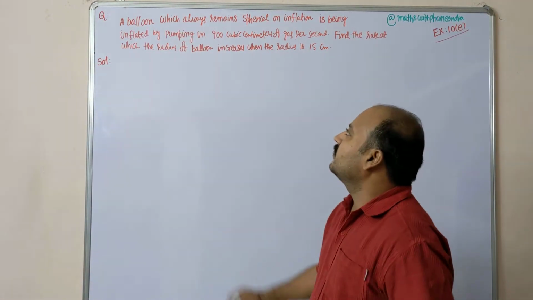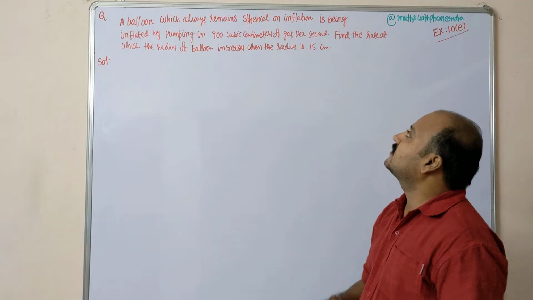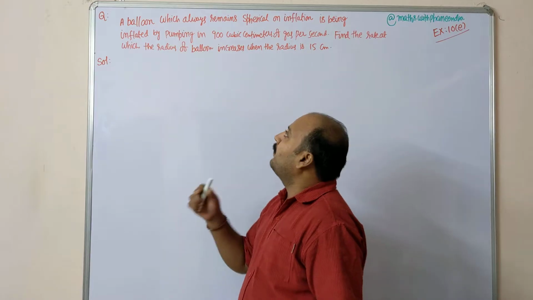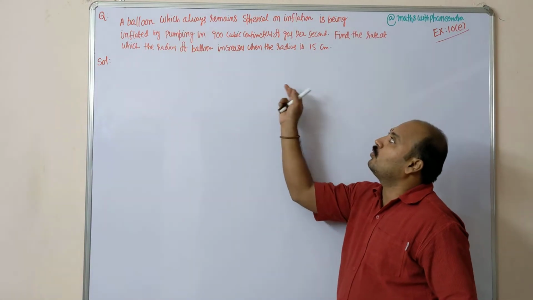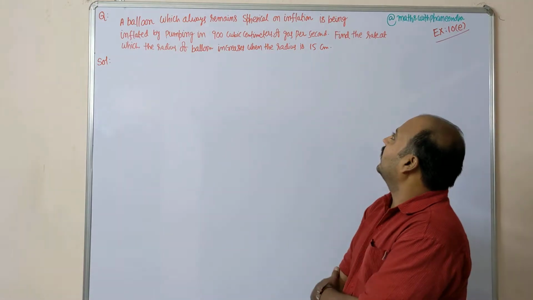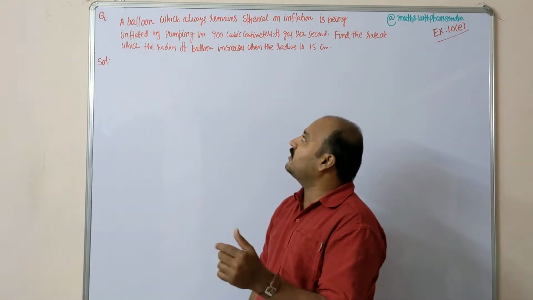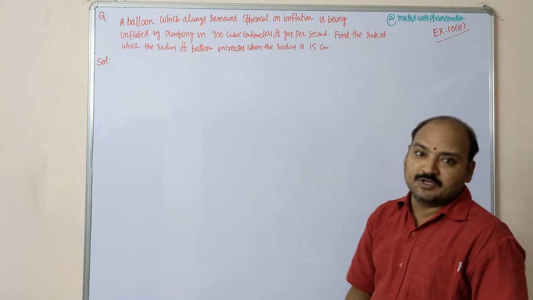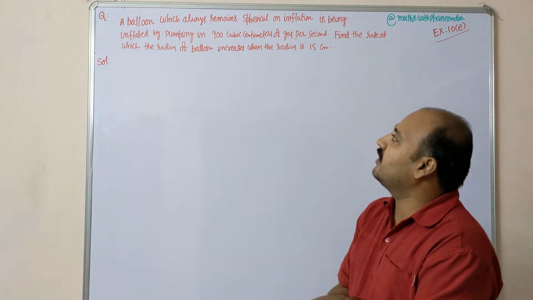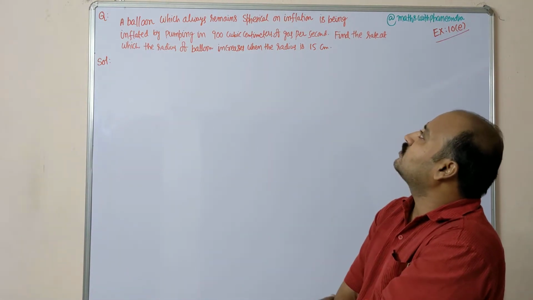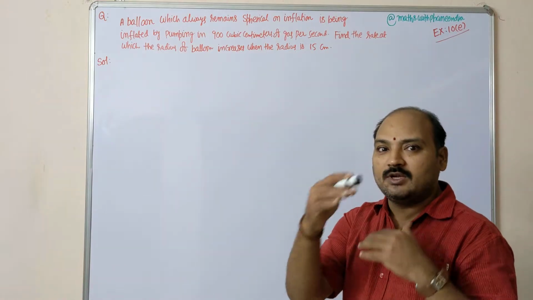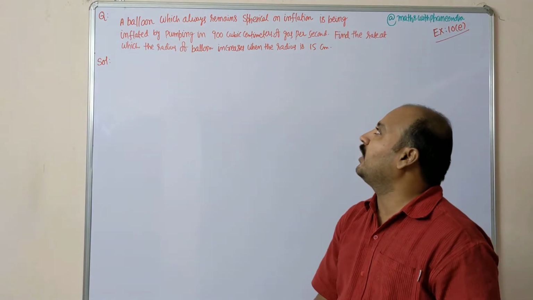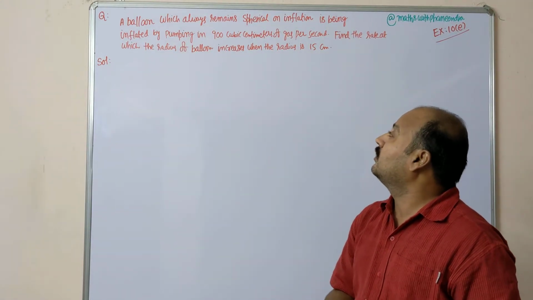The next question is, students, a balloon which always remains spherical on inflation is being inflated by pumping in 900 cubic centimeters of gas per second. Find the rate at which the radius of the balloon increases when the radius is 15 centimeters. So what information is given? A balloon which always remains spherical. That means the balloon is in the shape of a sphere. On inflation it is being inflated by pumping in 900 cubic centimeters per second.